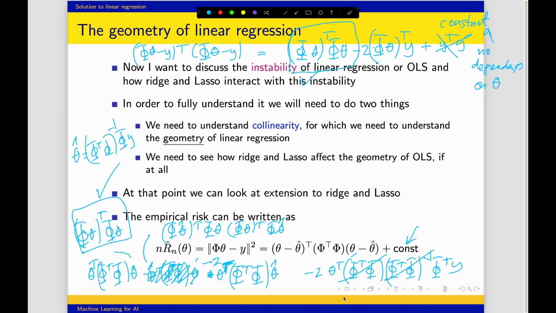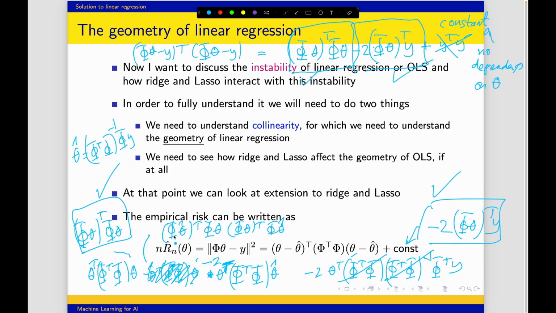Well, that cancels with that. That's the inverse of that. So we're left with minus 2 theta transpose phi transpose y, which we can also write as minus twice phi theta all transpose y, which is exactly what we have here. So those two match as well.